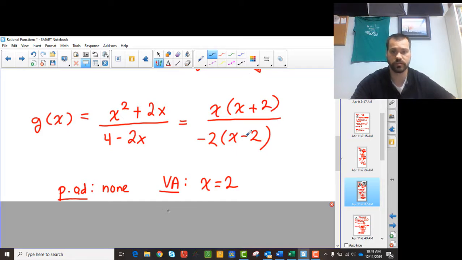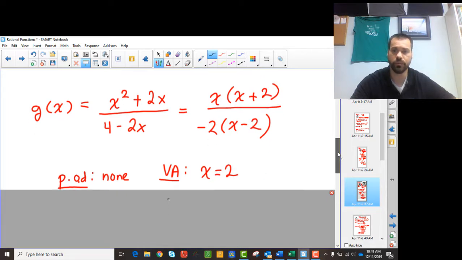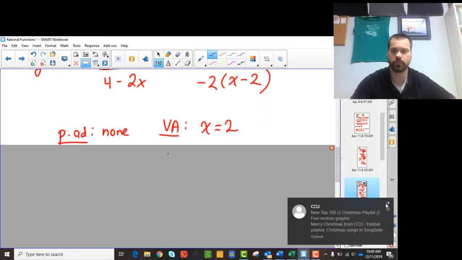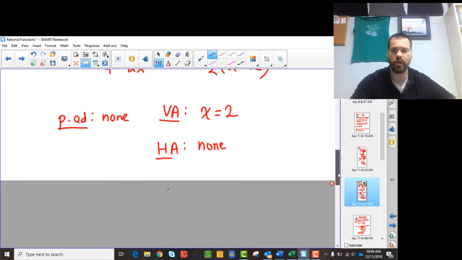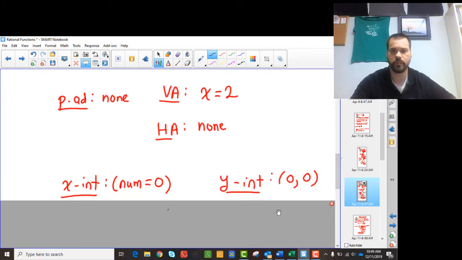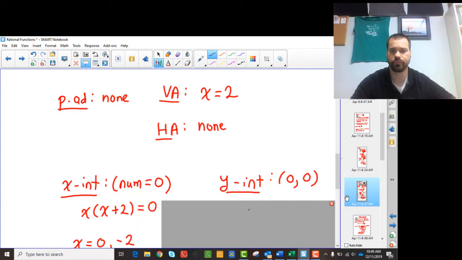There's nothing that cancels, so there's no point of discontinuity. But this gives me a factor of x equals, or a root of x equals 2. Okay? So then we look at the horizontal asymptote, same thing, it's none because the numerator has a higher degree. And then we look for our x and y intercepts. Okay, so our x intercepts are when the numerator is 0.